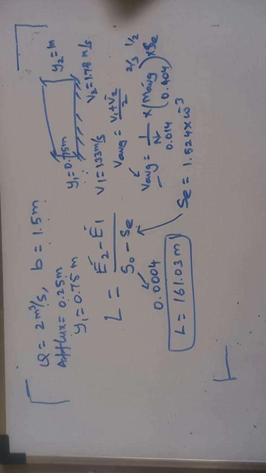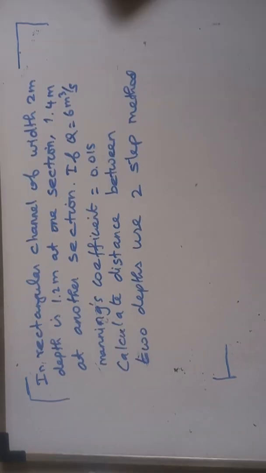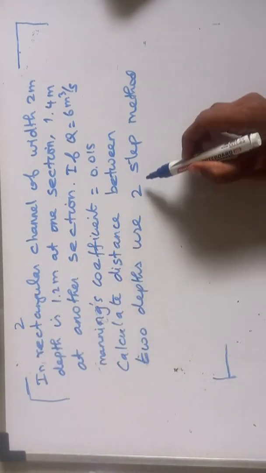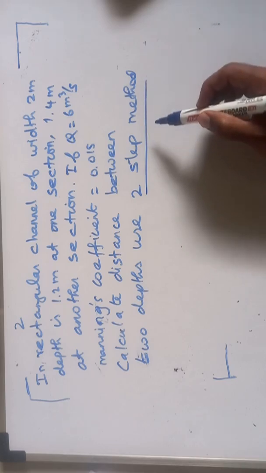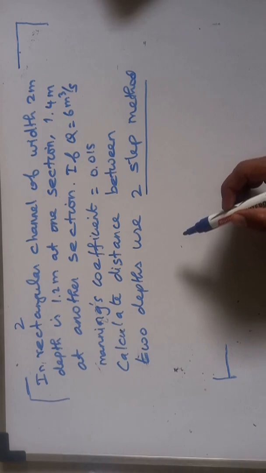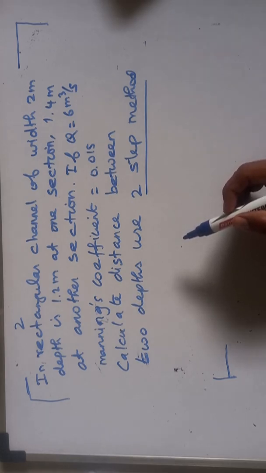Now we will go and discuss the two-step method. In this problem we are going to solve by the two-step method, because in the question itself they mentioned two-step. In a rectangular channel of width 2 meter, depth is 1.2 meter at one section and 1.4 meter at another section. If discharge is equal to 6 meter cube per second and Manning's coefficient equal to 0.015, then calculate the distance between these two sections.